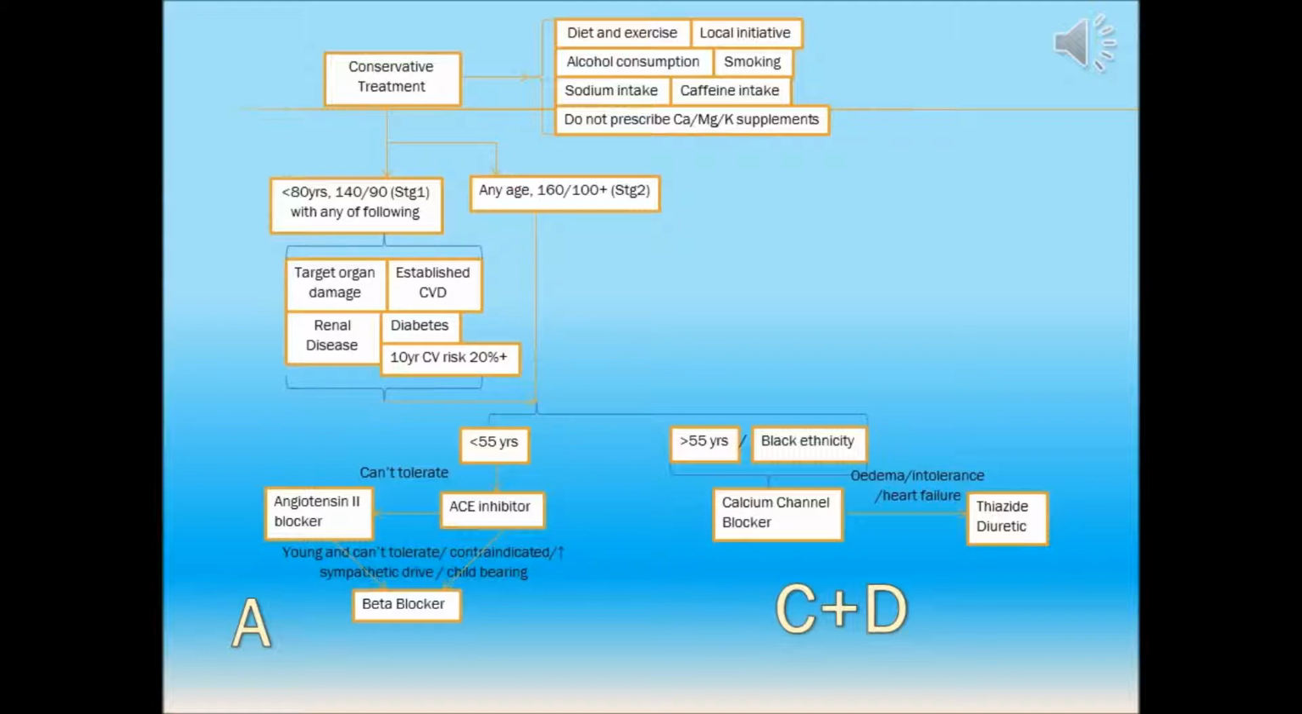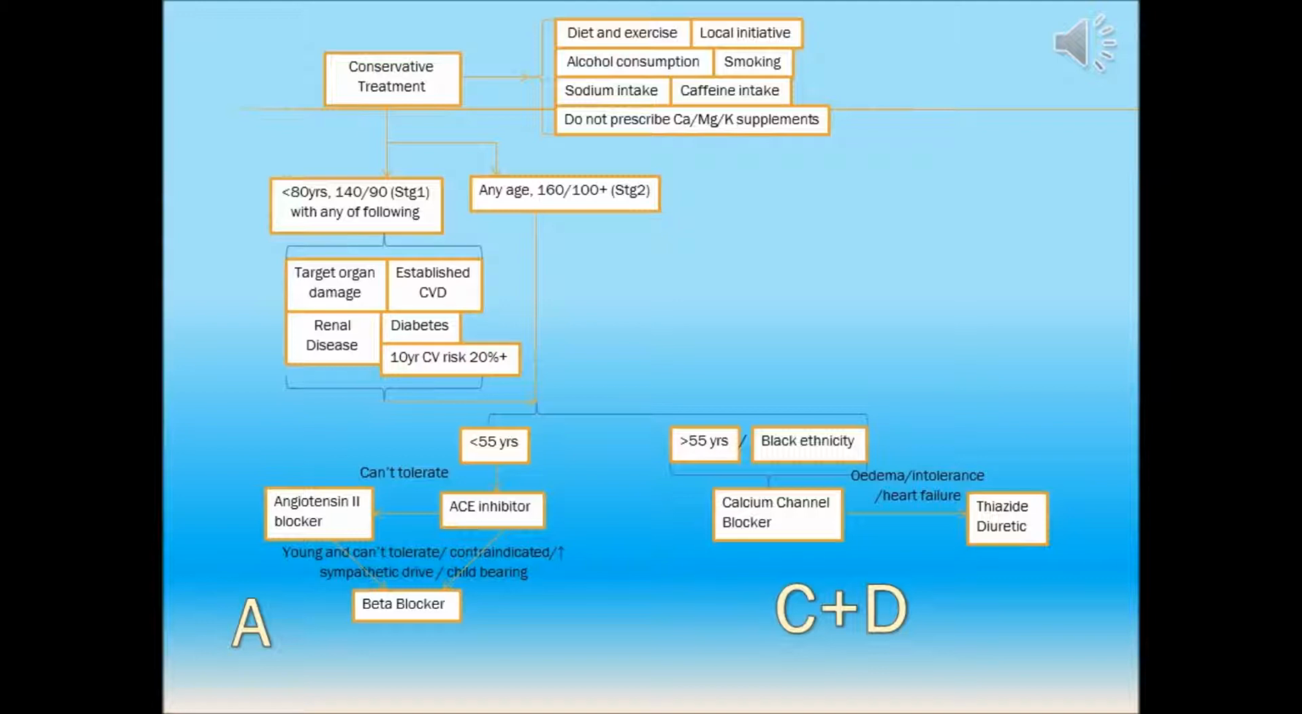For the A route, we normally start them on ACE inhibitors, with the exception that there is the possibility that they are pregnant, because ACE inhibitors and angiotensin receptor blockers are teratogenic. Or, if the hypertension is obviously secondary to increased sympathetic drive, in which case we start them straight on beta blockers. The contraindications and adverse effects of ACE inhibitors will be covered in a later video. Alternative treatments are angiotensin receptor blockers, and if these are not tolerated, then we move to beta blockers.